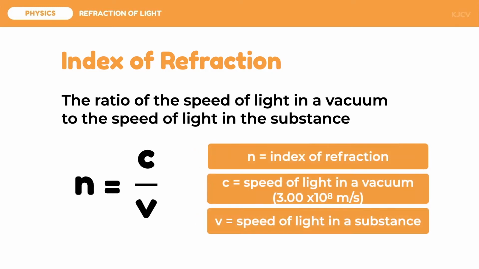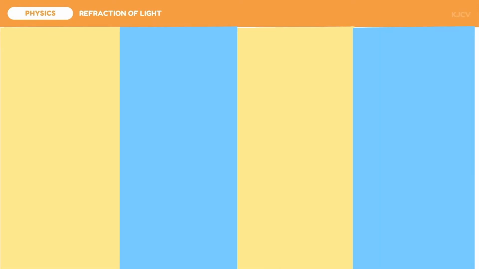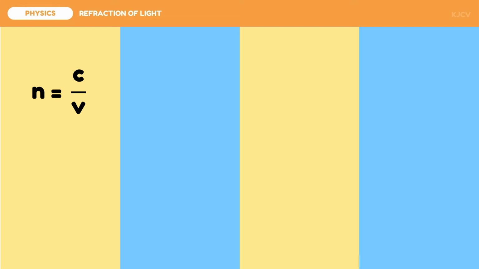n is the index of refraction, c is the speed of light in a vacuum equating to 3 × 10⁸ meters per second, and v is the speed of light in a substance. The index of refraction tells us how much slower the light will travel in a certain substance as compared to when it travels in a vacuum. Given the formula for the index of refraction, we can solve for the velocity of light in a certain substance using v = c/n, the speed of light in a vacuum over the index of refraction of the substance.